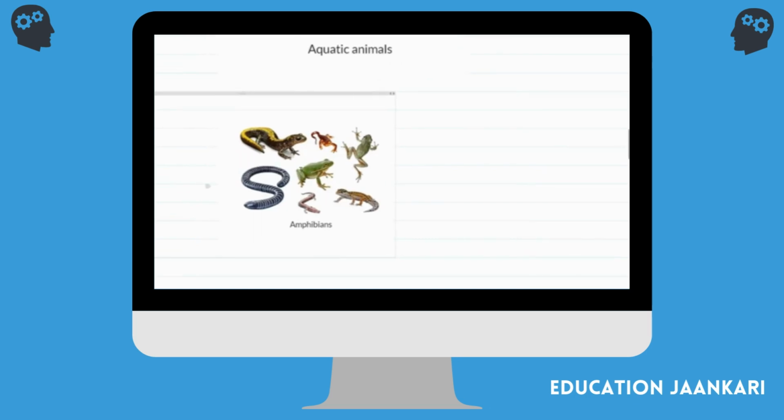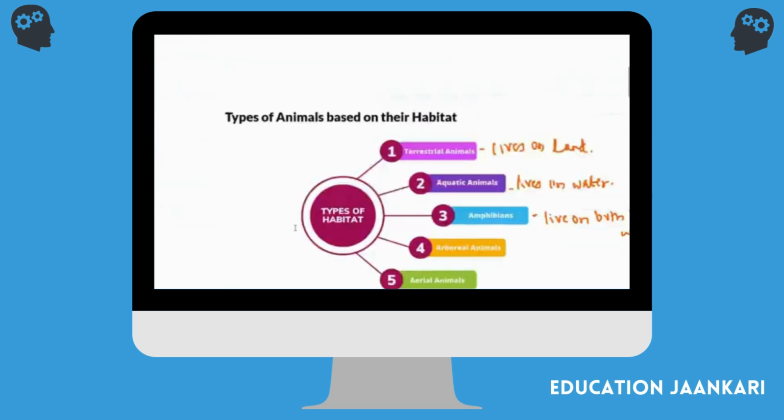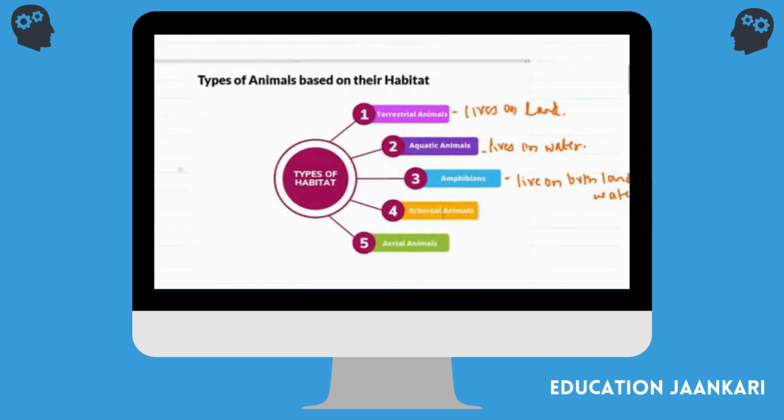Okay, fine. So the amphibians are the animals which live on both land and water. You can see here, right? This is a frog, and this is a frog, tadpole type, and this is a salamander. So all these are amphibians. Next, coming to the question, what are arboreal animals?